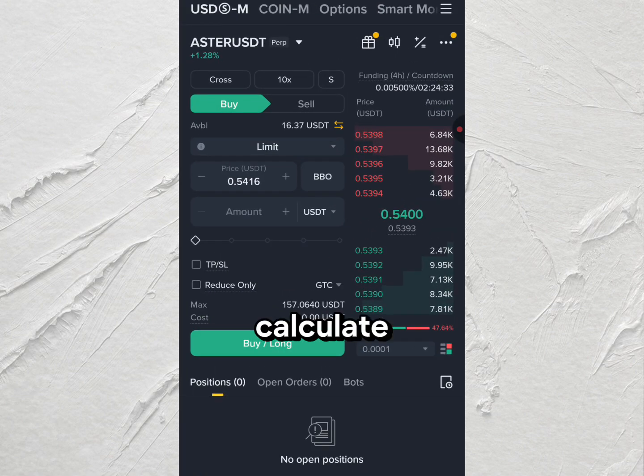Number 1 is how to calculate your leverage. A lot of you still want to know how to calculate leverage. That is very straightforward.